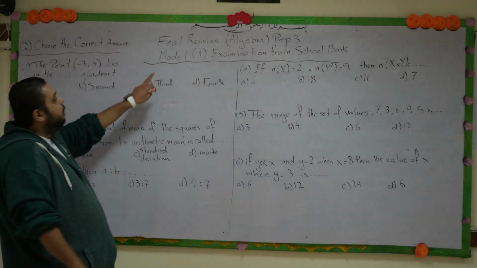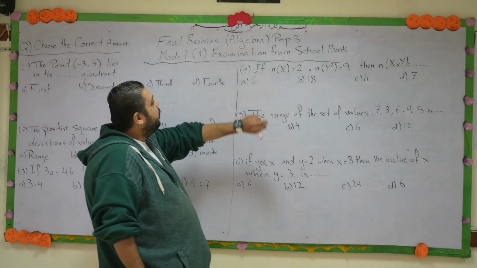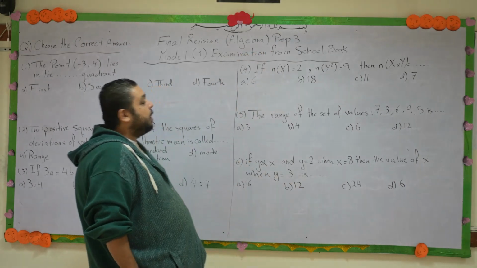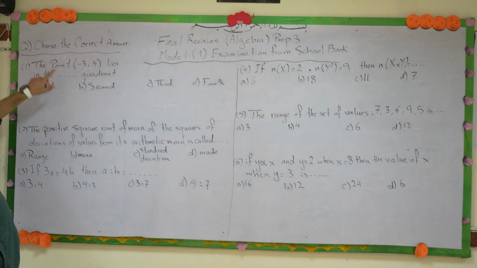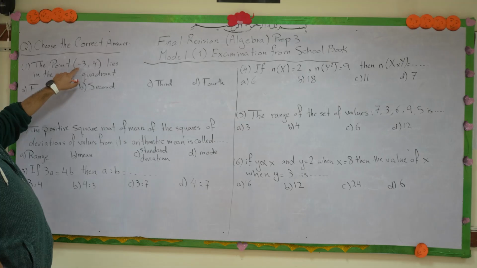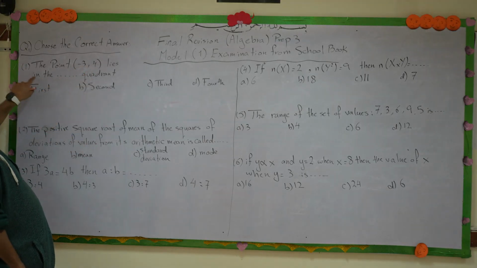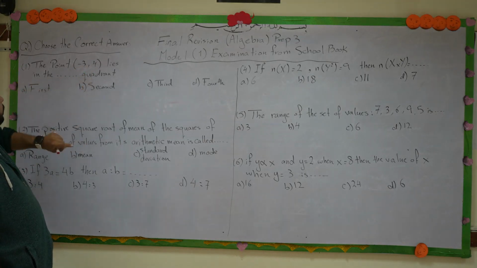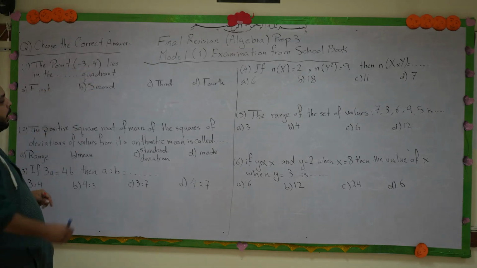Today we will do Model 1 Exam 4, Algebra for Prep 3. First question, choose. The point (-3, 4) lies in which quadrant?